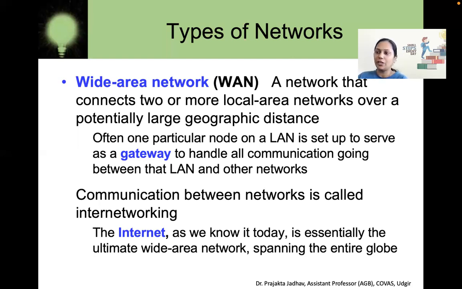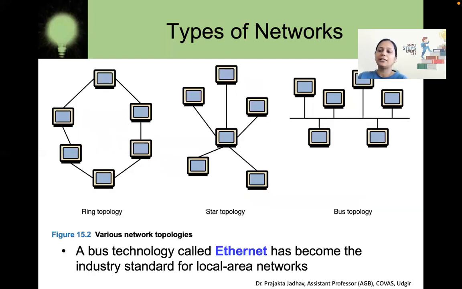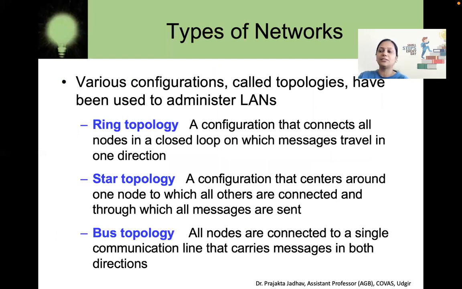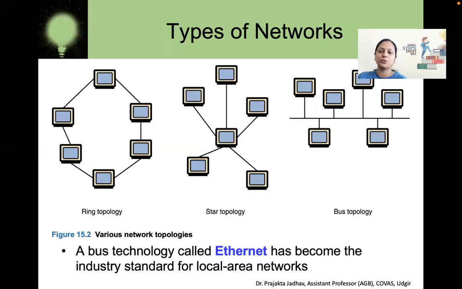Okay, so what we enjoy as an internet facility is nothing but a wide area network. Then communication between networks is called networking. Let us talk about the types of local area network. It could have ring topology, star topology, or bus topology. Instead of explaining, if I show you this slide, it will be easier.